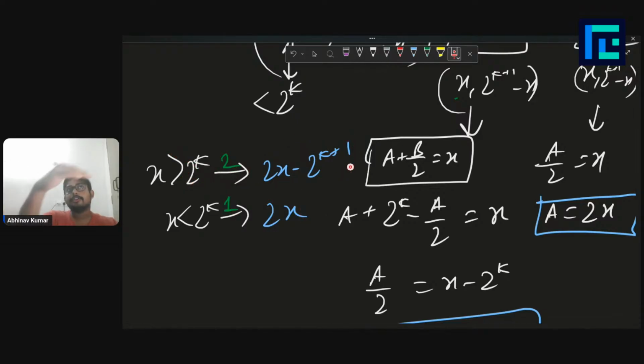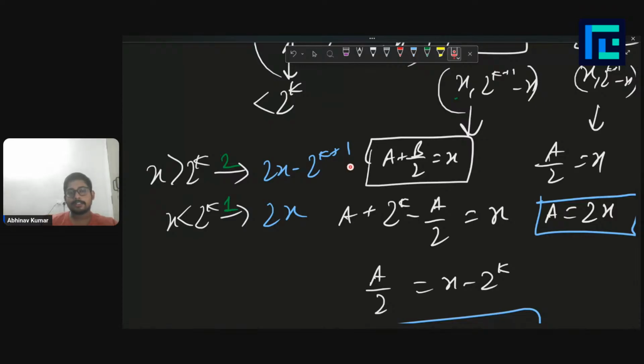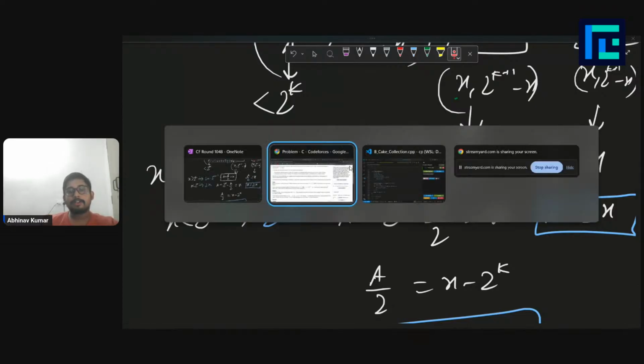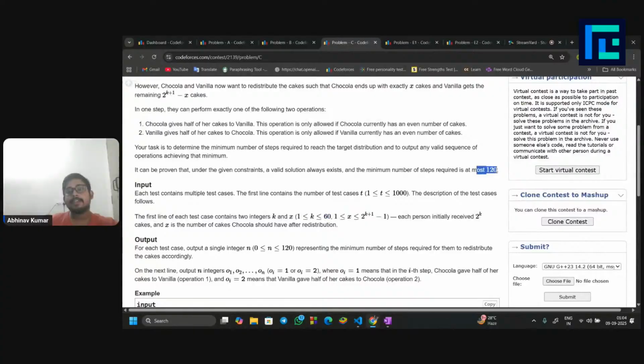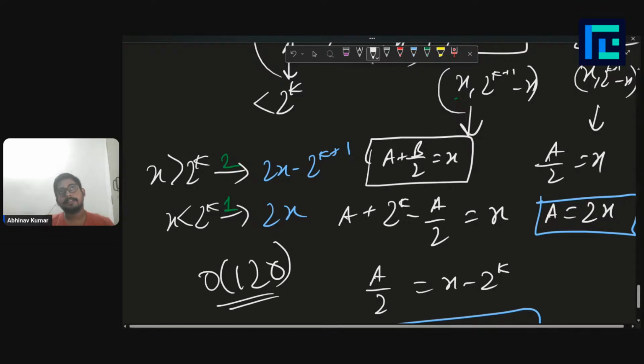So in reverse order, you would get the operations that were applied. If you reverse that, you get the correct order in the forward direction. And you know the number of operations would not exceed 120. So your loop would go at max order of 120 and your job would be done.